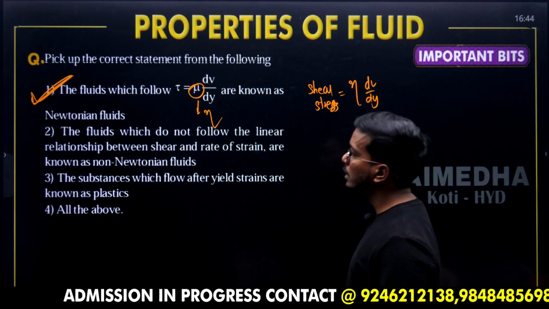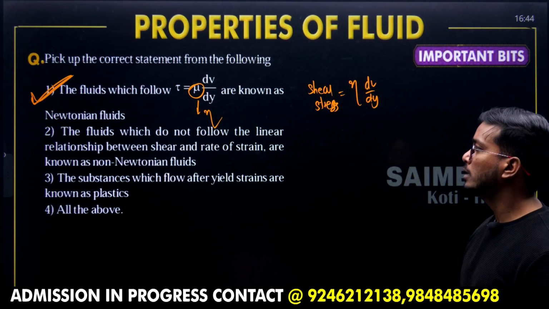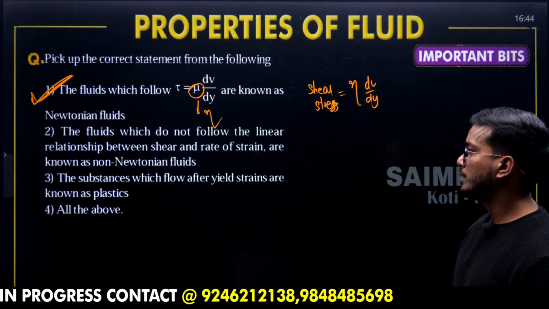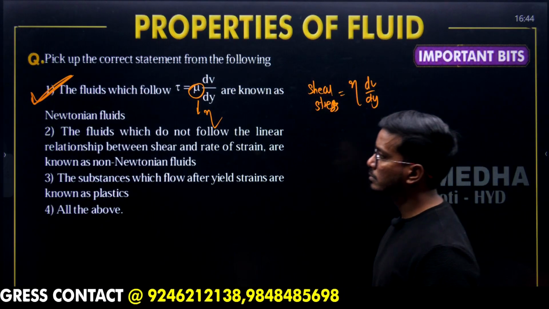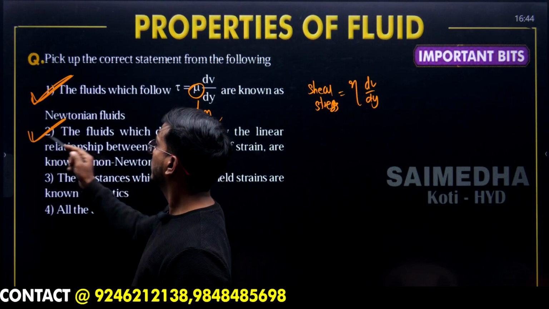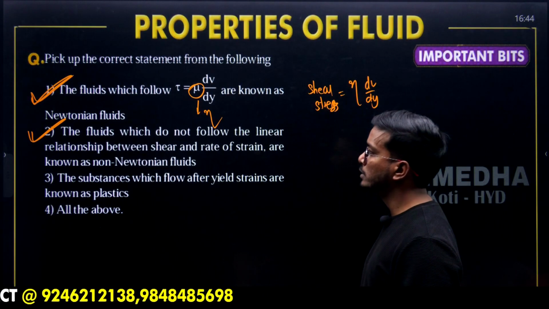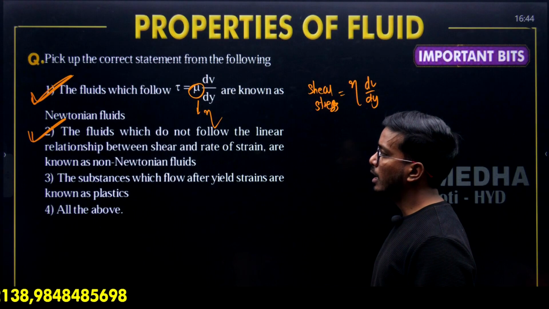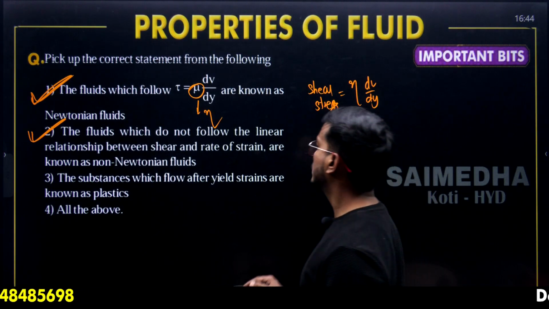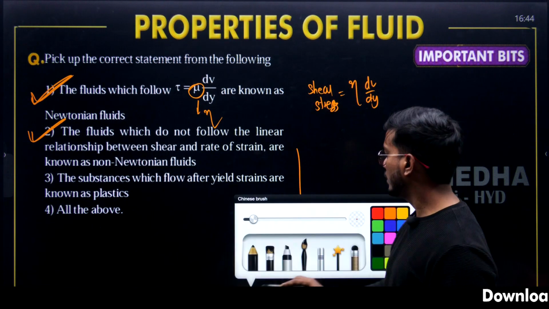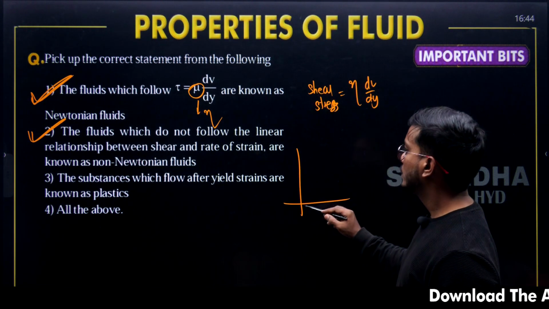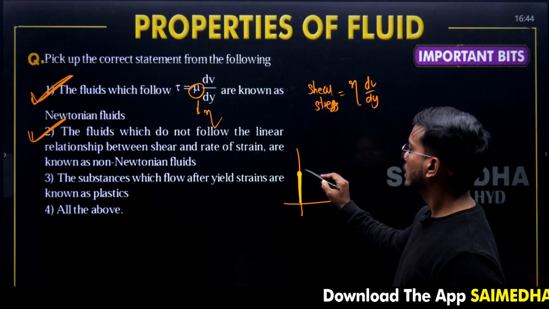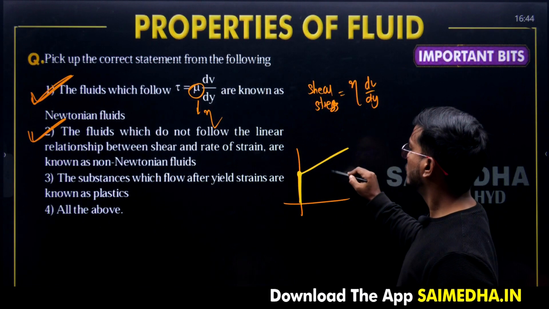The fluid which does not follow the linear relationship between the shear stress and strain is known as non-Newtonian. Pick up the correct statement. Do not follow the linear relationship. Yes, this is also correct. If it follows, then it is Newtonian. If it does not follow, it is non-Newtonian. The substance which flows after yield strain is known as plastic. Yes, this is also correct, because of the way the material behaves. This is the yield strain, and afterwards it flows.